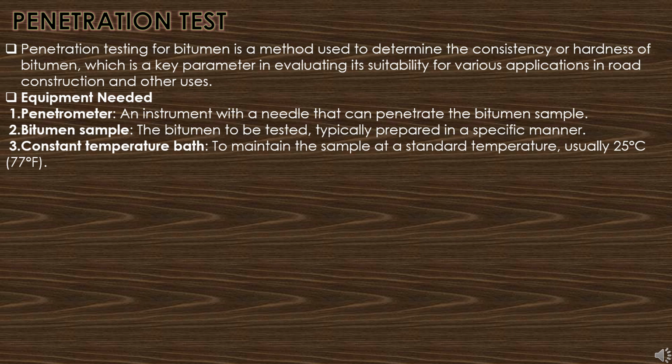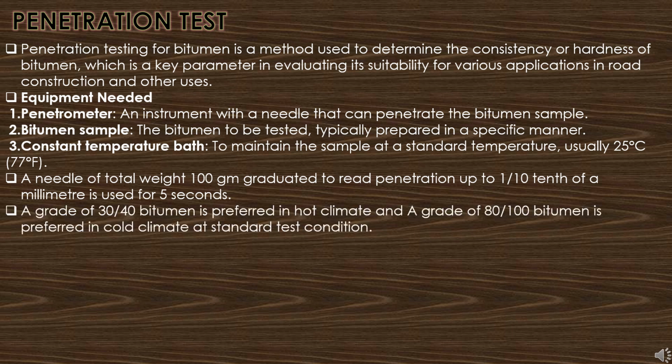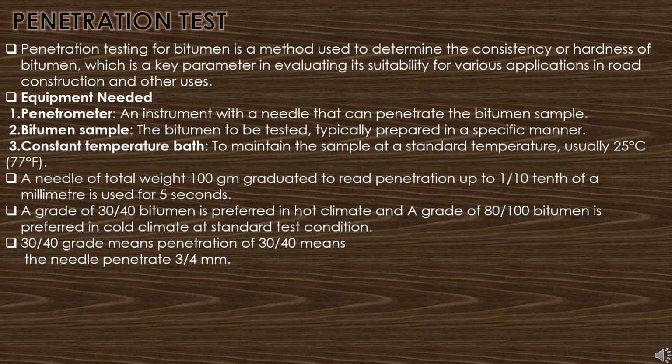A constant temperature of 25 degrees centigrade should be maintained, and the penetration time is 5 seconds. The needle has a total weight of 100 gram, and the penetration is read up to 1/10 of a millimeter, used for 5 seconds. The grade 30/40 bitumen is preferred in hot climate, and the grade 80/100 bitumen is preferred for cold climate at a standard test condition. The grade 30/40 means the penetration value of 3 to 4 mm.